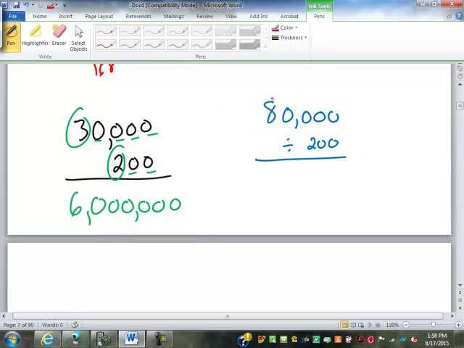When we're dividing, we're still going to divide the numbers. What's 8 divided by 2? 4. But now instead of combining the zeros, we're going to cancel the zeros. So we cancel off those zeros. We got 2 zeros left.